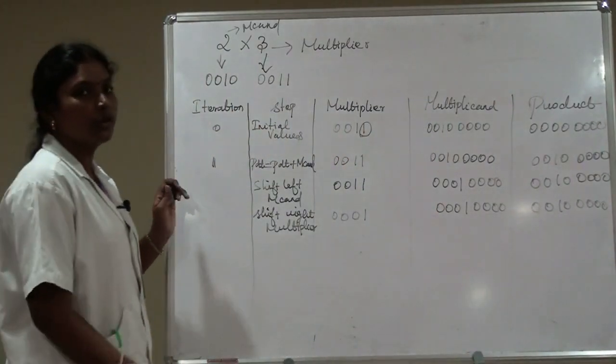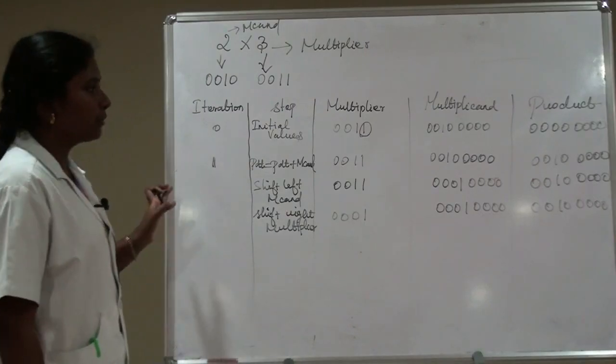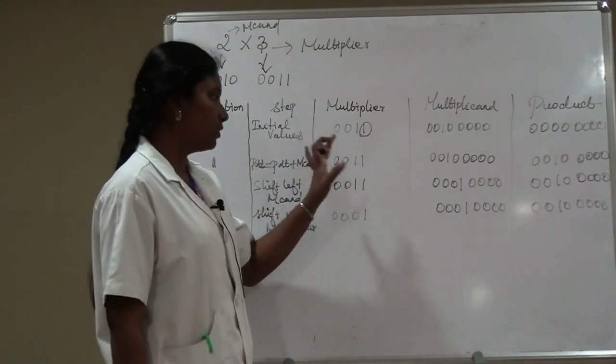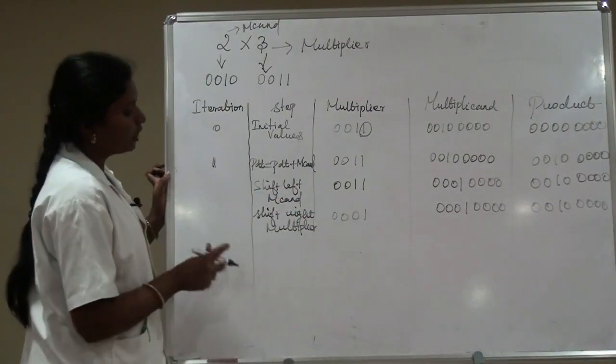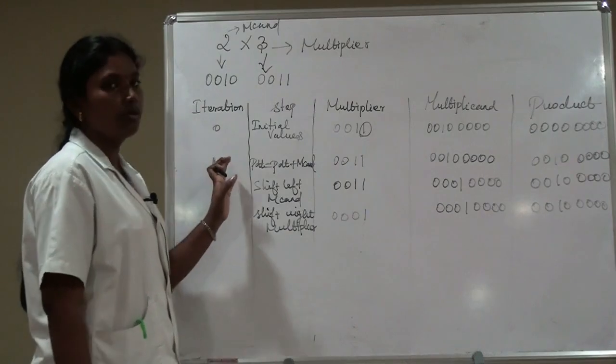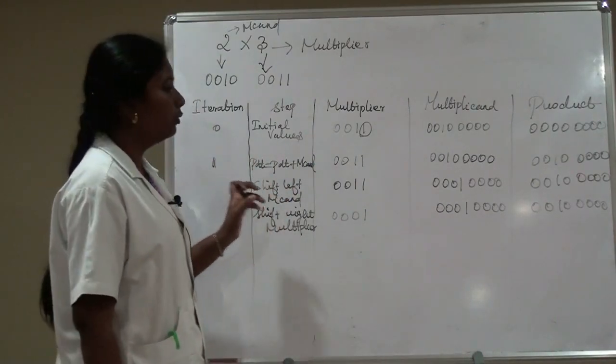So here I am going to execute my first iteration. I have to test the multiplier. The multiplier's last bit is equivalent to 1. So I have to execute the following instruction: product equals product plus multiplicand. I have to add the product and multiplicand values.